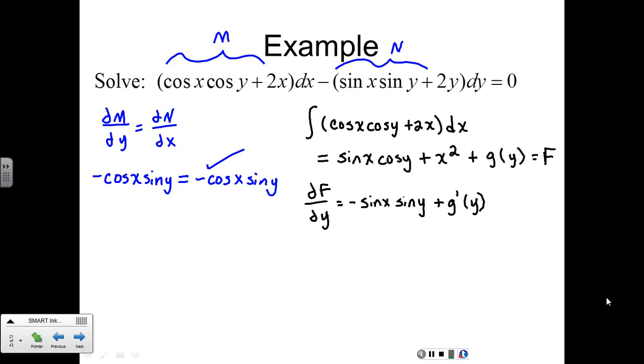If we set that equal to what we've got up here, negative sine x sine y minus 2y. Make sure you put minus 2y because that minus sign right there needs to be distributed. So you can see that those cancel out. So I get actually that g prime of y is equal to negative 2y.